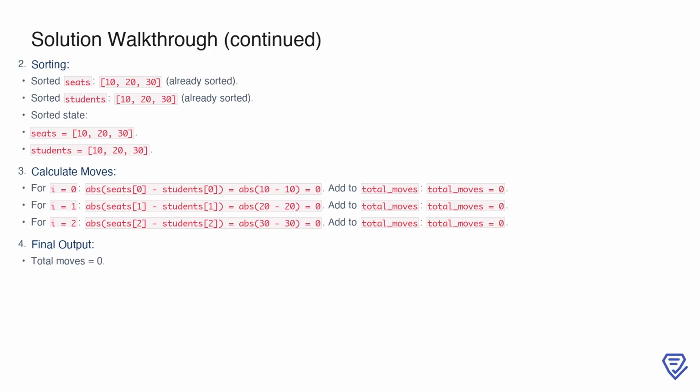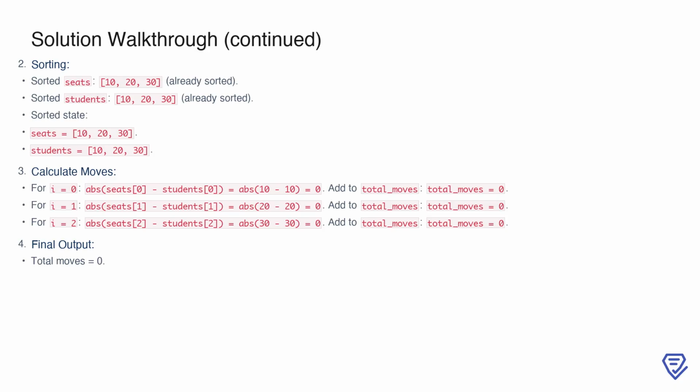Sorting both arrays doesn't change their order, as they're already sorted. So, seats and students remain 10, 20, 30. Now, let's calculate the moves. For the first pair, seats[0] equals 10 and students[0] equals 10, the difference is abs(10 - 10) equals 0. Adding this to total_moves, it stays at 0.